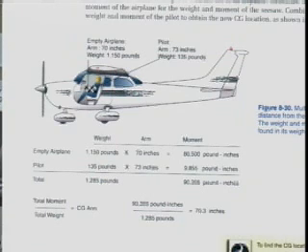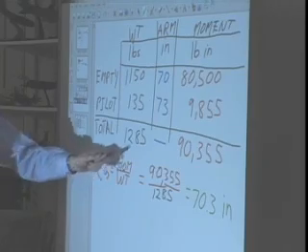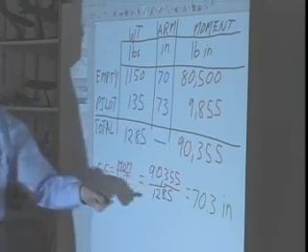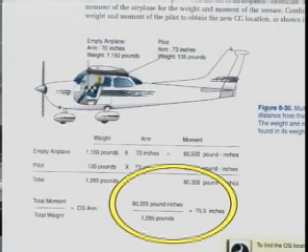How do we calculate where the center of gravity is? Well, we're going to take a look at center of gravity, and we're going to take that total moment number here, and we're going to divide that by the weight of 1285. And when you do the calculation, it comes out to be 70.3 inches.